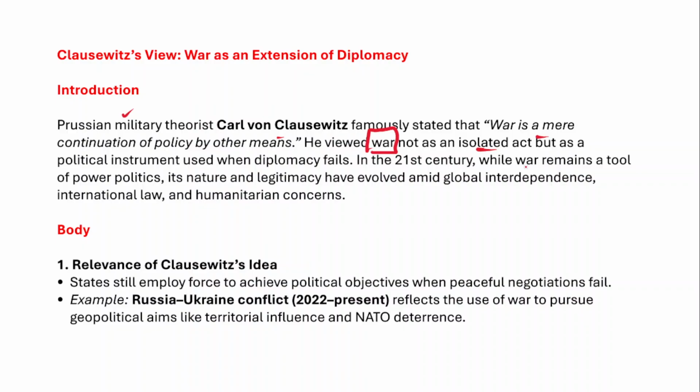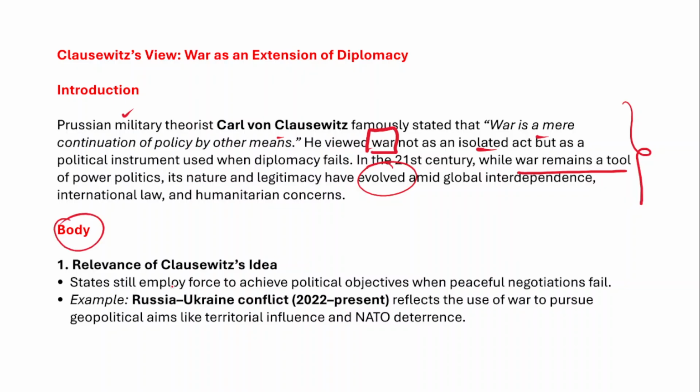But in the 21st century, war remains a tool of power politics. But its nature and its legitimacy have evolved amid global interdependence, international law, humanitarian concerns, multilateralism, and globalization. Because of all these things, war has evolved, even though war is still relevant in global power politics. So let's understand the body part of the answer.